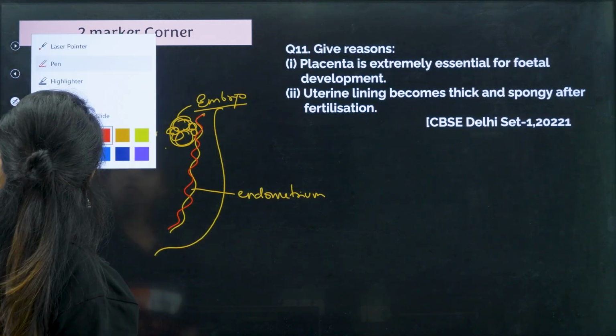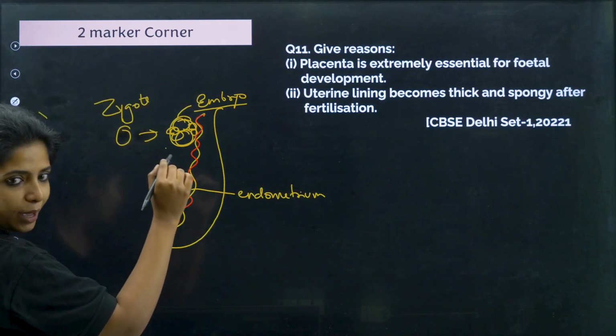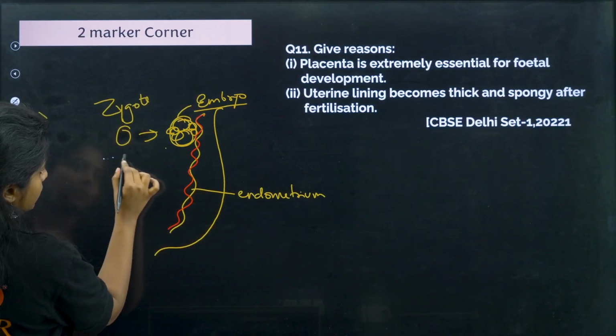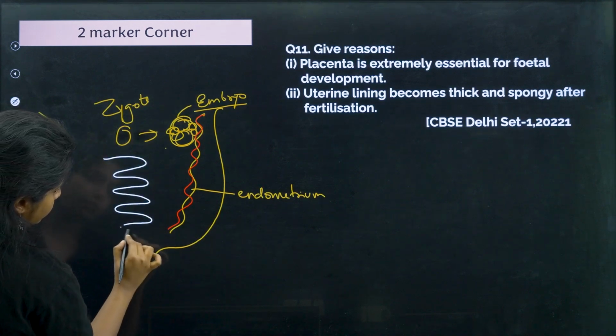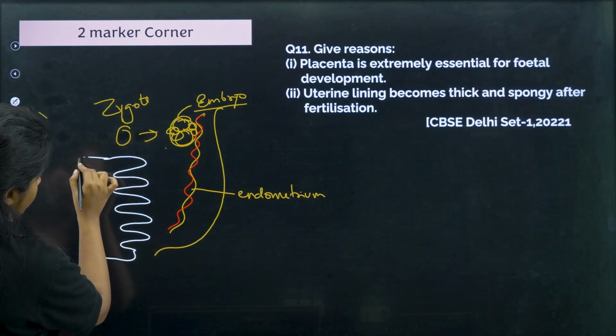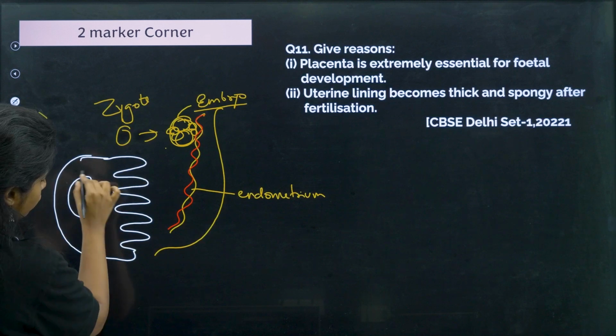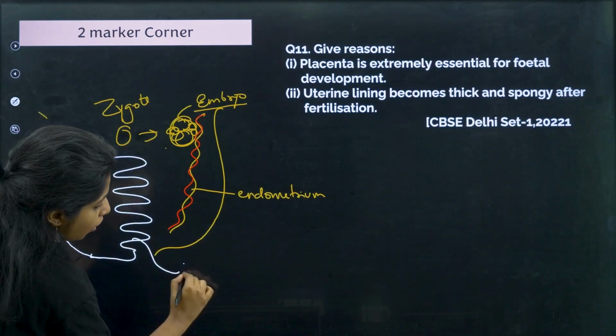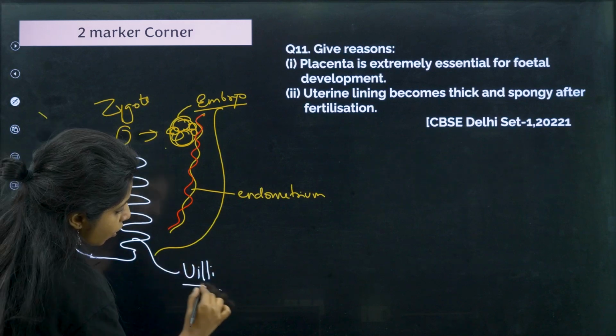From the embryo side, they are going to make certain finger-like structures like this. What do you call this? And here the embryo will be forming somewhere, and it will also form certain finger-like structures. You call them villi.